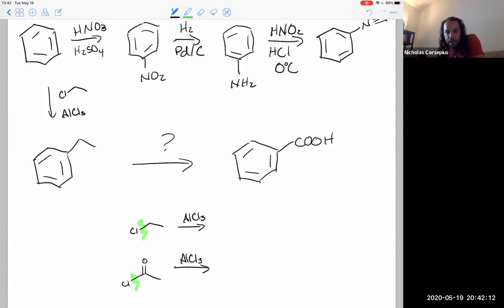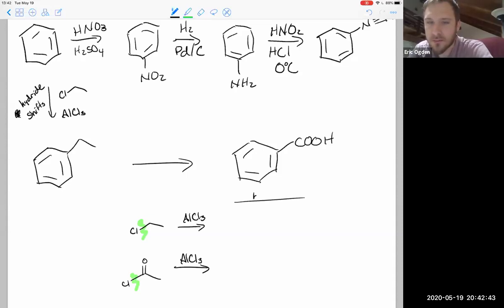This is a Friedel-Crafts alkylation reaction. Remember, in this case, I strategically chose it. It doesn't really matter, but you do have hydride shifts that are very common to see with these Friedel-Crafts alkylation reactions. Again, in this case, it wouldn't be an issue, but just something to be aware of. And then, we should be able to name this guy. Benzoic acid. Yeah, so how do we get to benzoic acid?